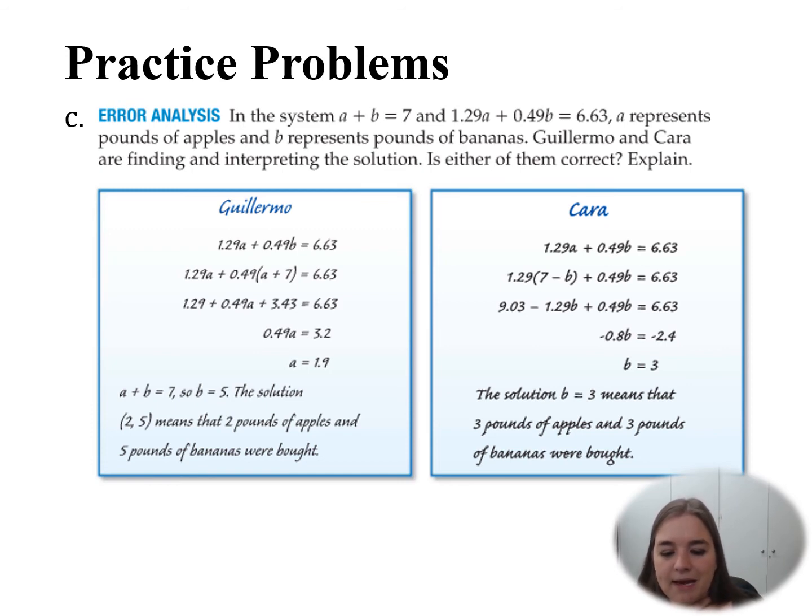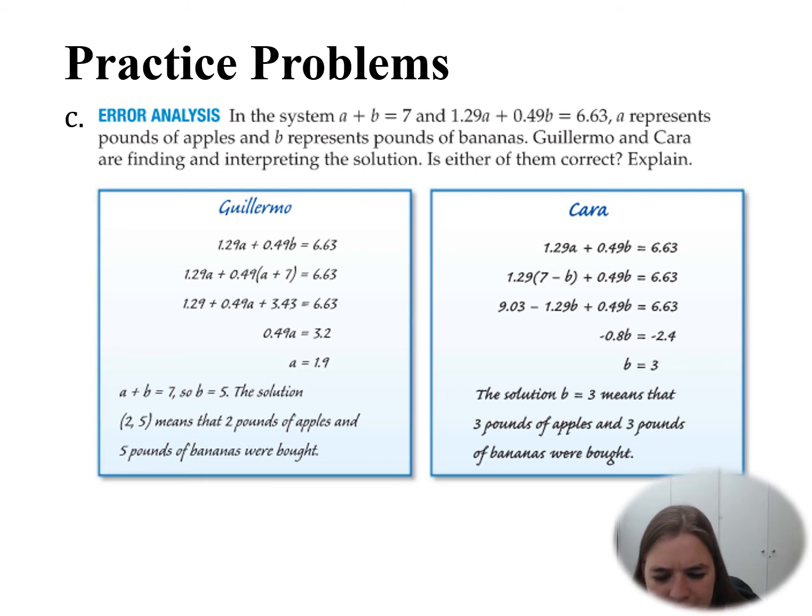In the system, a plus b equals 7 and 1.29a plus 0.49b equals 6.63. A represents pounds of apples and B represents pounds of bananas. Guillermo and Kara are finding and interpreting the solution. Is either student correct? Explain. Well, let's look at this here.